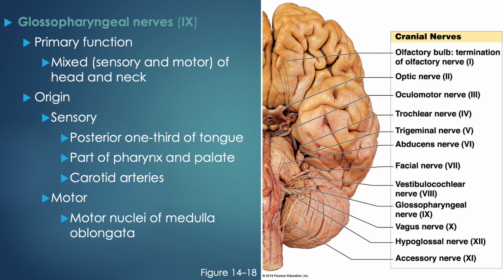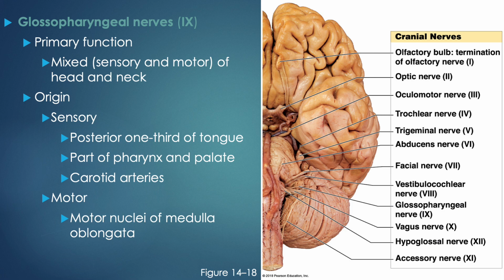The glossopharyngeal nerves are cranial nerves 9. And the primary function is mixed, so that includes both sensory and motor functions for both the head and the neck. The origin for the sensory component is the posterior one-third of the tongue, and part of the pharynx, palate, and also the carotid arteries. The motor origin is the motor nuclei of the medulla oblongata.